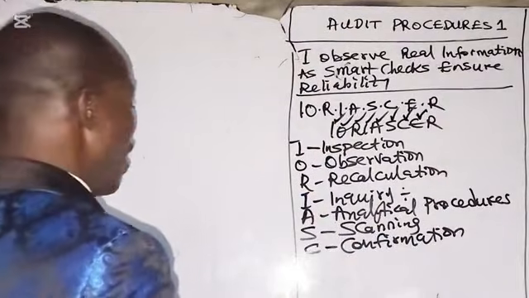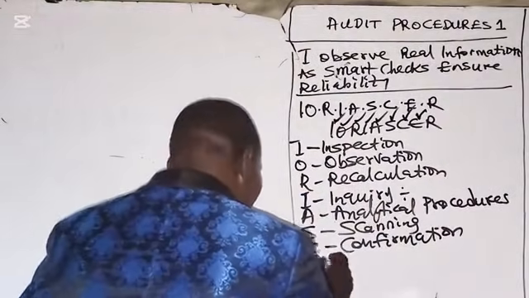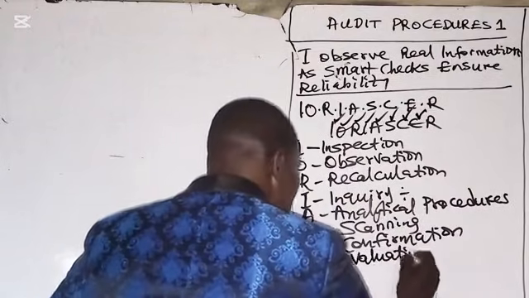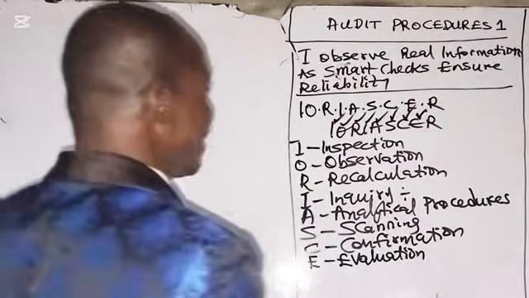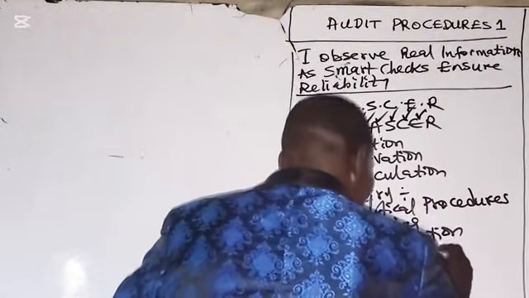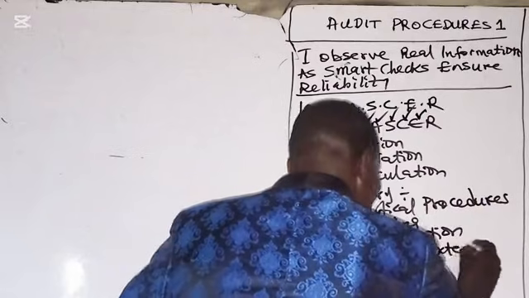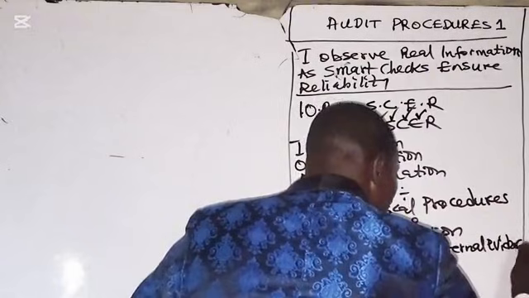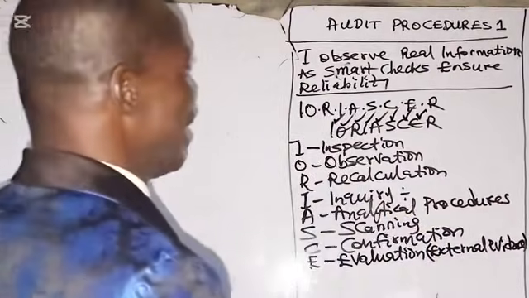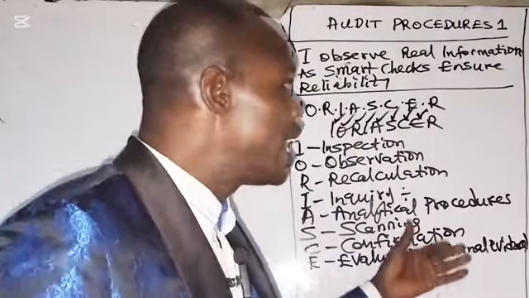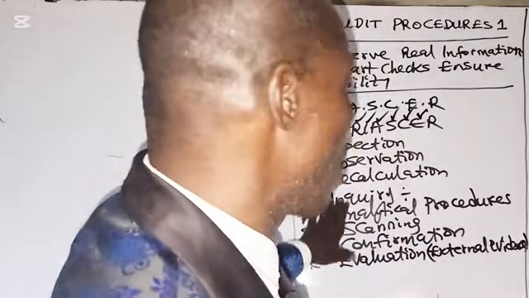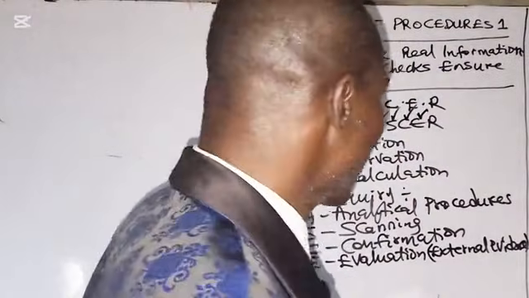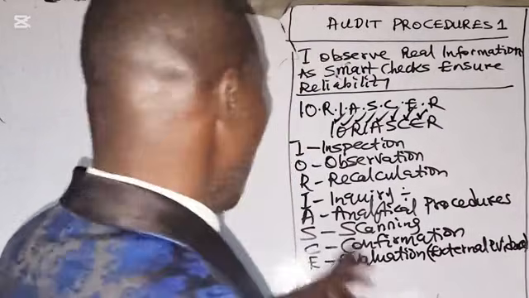Then after confirmation, the next letter is letter E. E for evaluation. Evaluation, that is external evidence. You evaluate the external evidence. Any evidence from outside the company is more reliable.